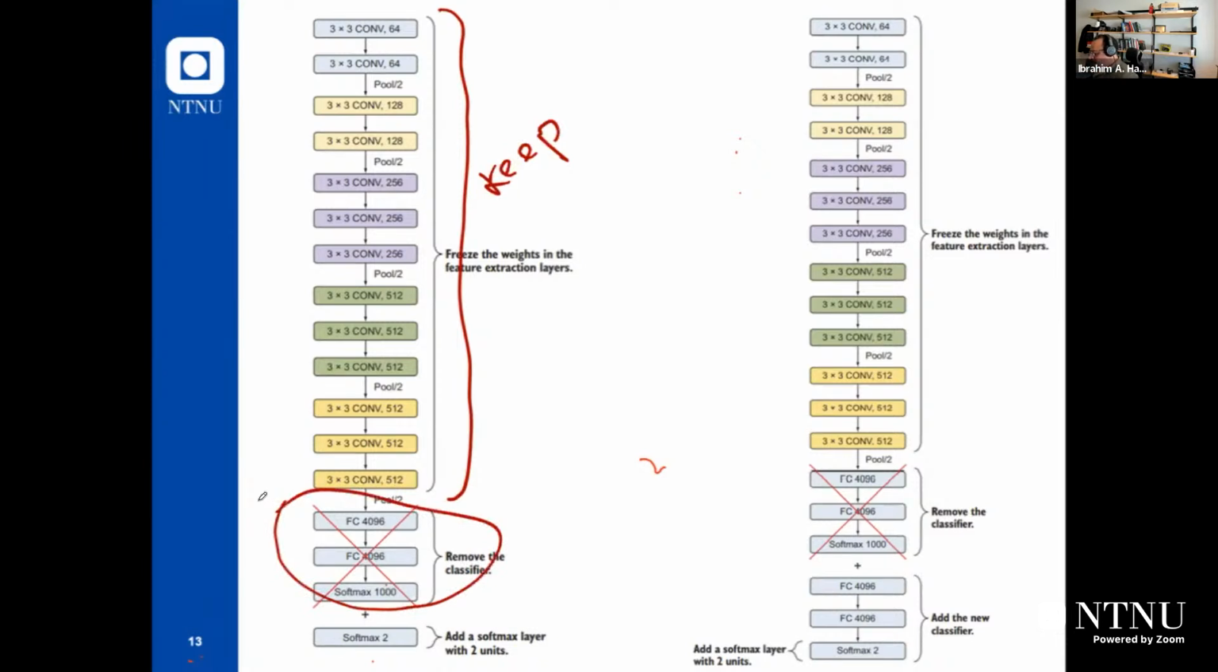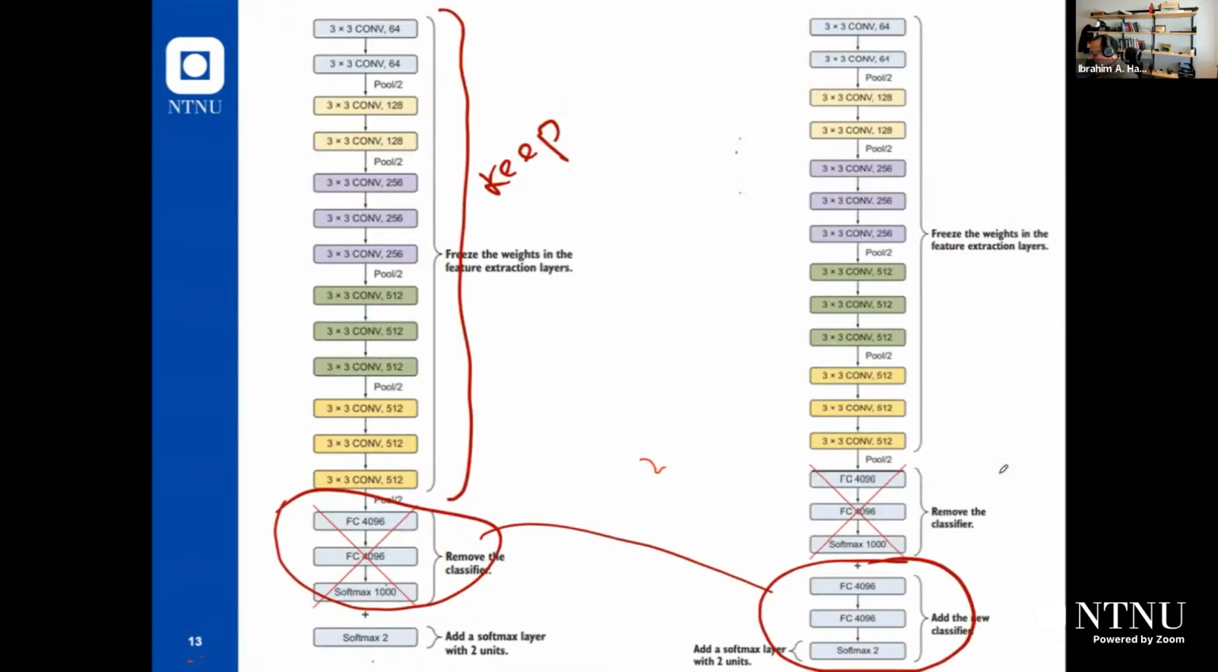Because this classifier has been designed for classifying each image into one of those 1,000 classes. So I need to change this one with another classifier, which can classify each image into, maybe, a binary classification, or in the case of MNIST, 10 classes, right? The feature extraction part, we need to keep as it is, and I just need to replace the classifier with a new classifier. That is it.